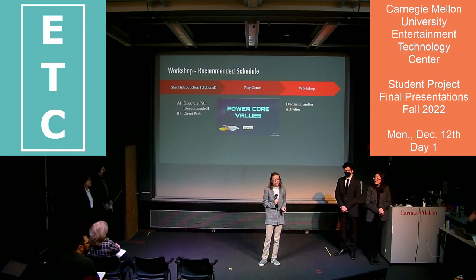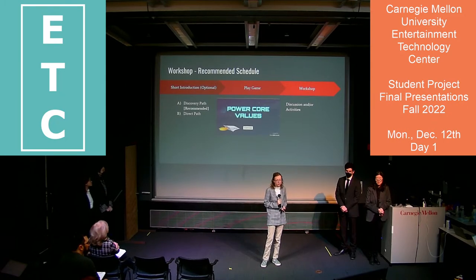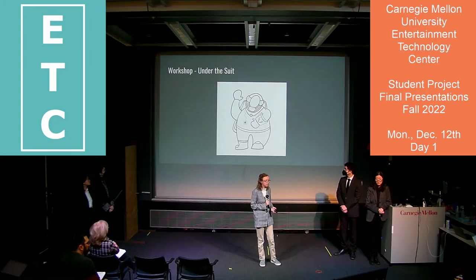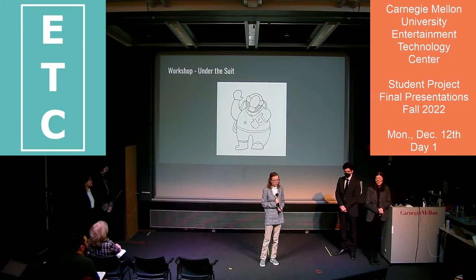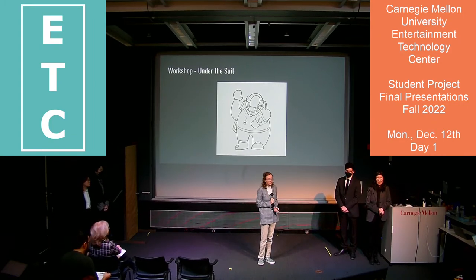They can give a short 1 to 2 sentence introduction. In the discovery path, which is the path we recommend, they will introduce the game as a problem-solving game, similar to the way we introduced our project here. Then the students will play the game, and then finally the teachers will give the workshop they created and reveal that it's actually about racial bias. So we provide the teachers with two example activities that could be used during the workshop. One is the folding activity that James covered earlier, and the other is Under the Suit, which is an activity that came from the educator workshop.